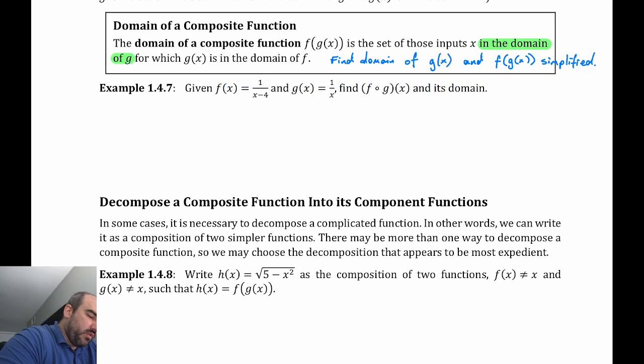So with the ones with domains or something like that, do we have to always simplify? Yes, you always have to simplify everything as a general answer.